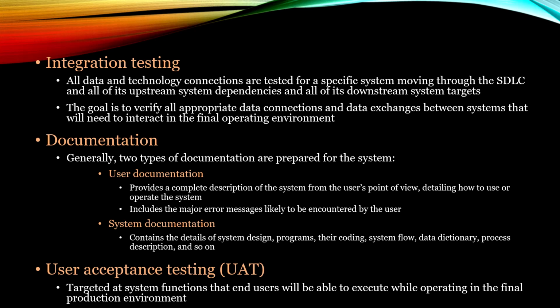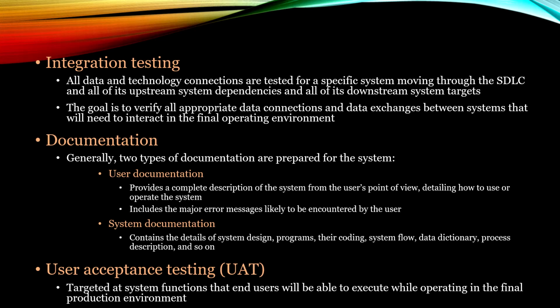Lastly, is the user acceptance testing, or the UAT. They are targeted at system functions that the end users will be able to execute while operating on the final production environment, i.e., get some test users that try to break the software. Get some test users to run through the software. See if users can accidentally find any bugs, holes, or logic flaws that might cause the software to stop functioning.